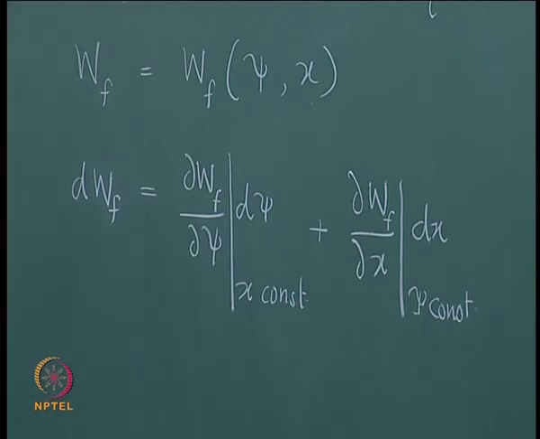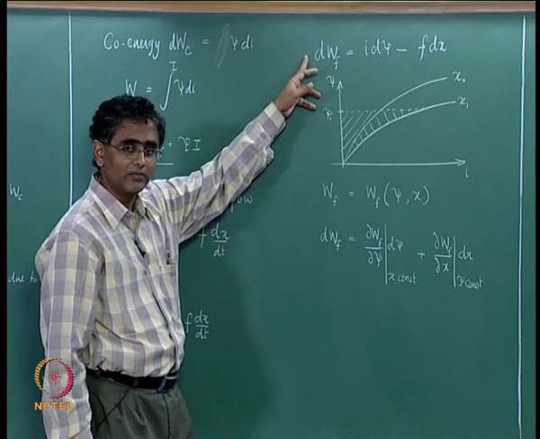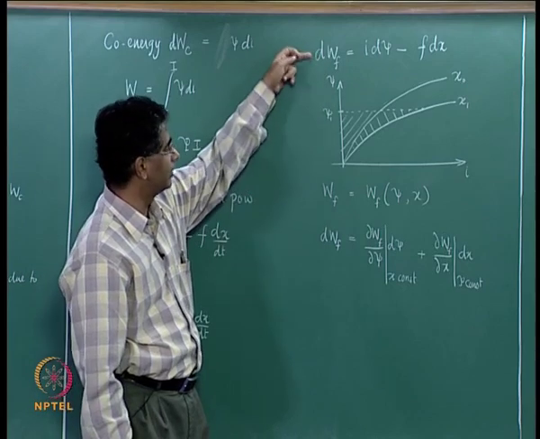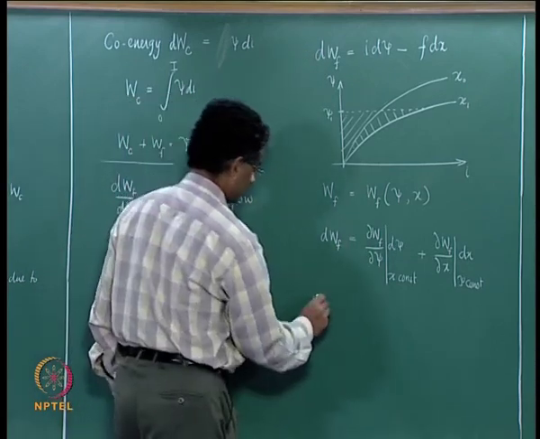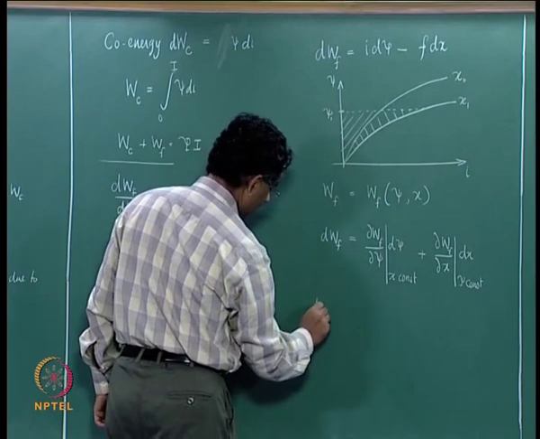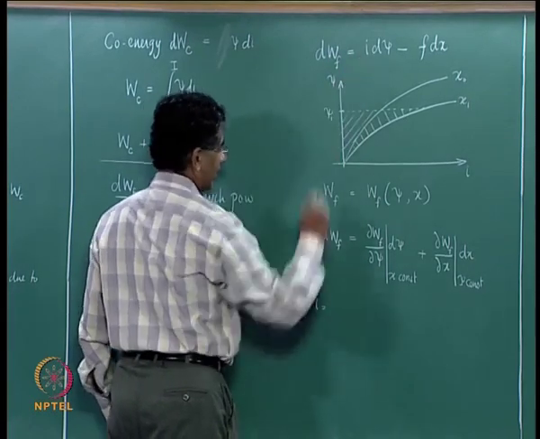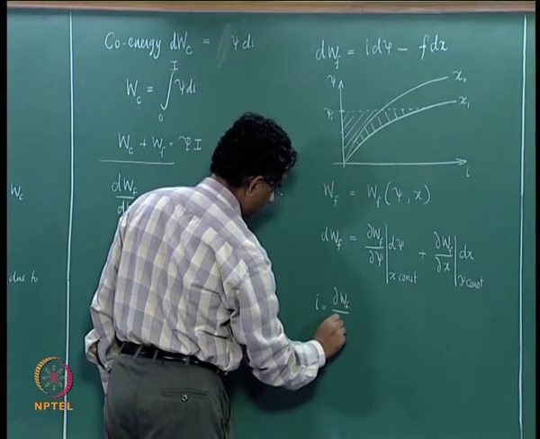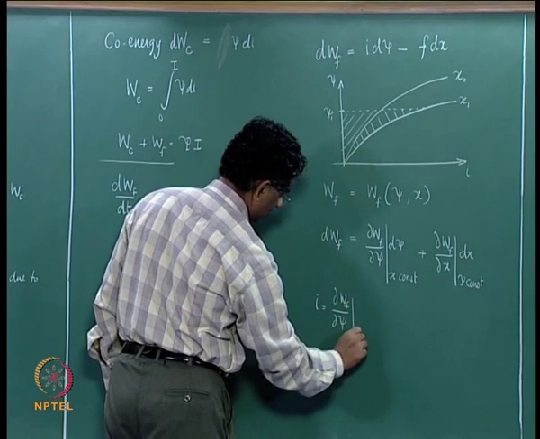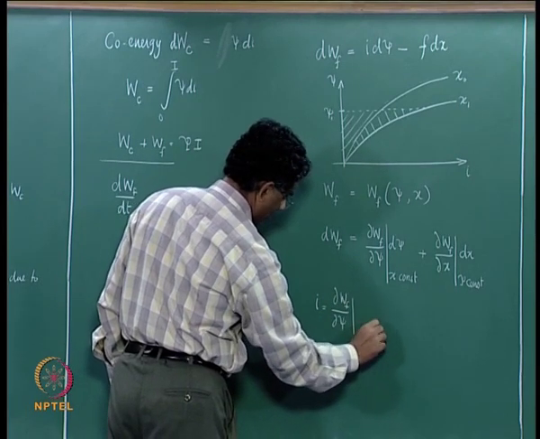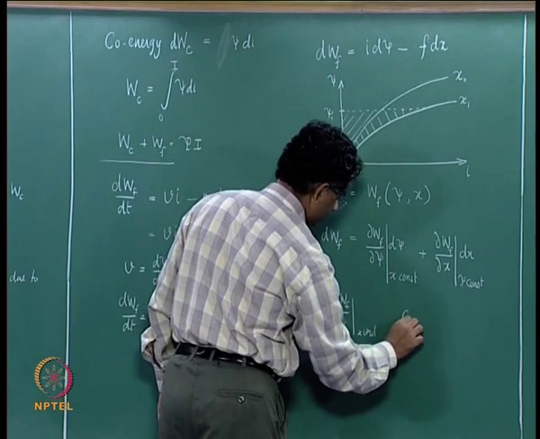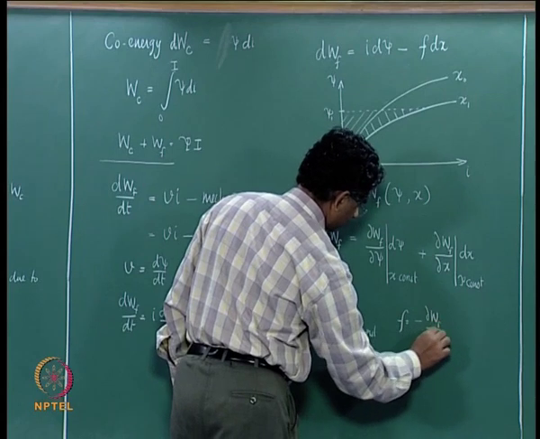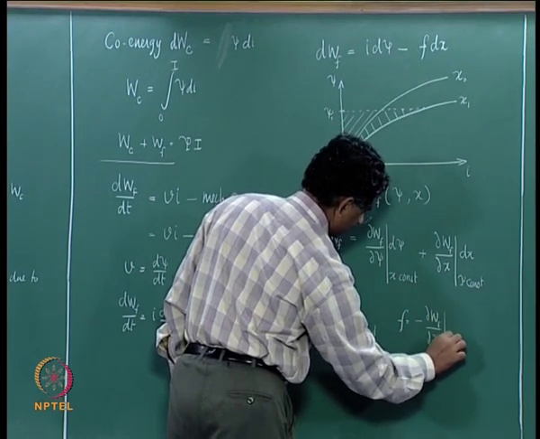But then the other expression also gives us the same thing, and therefore by looking at the expression for dWf from here as well as here, we can conclude that this variable I must be given by dou Wf by dou psi keeping x constant, and then the force is given by minus of dou Wf by dou x keeping psi constant.